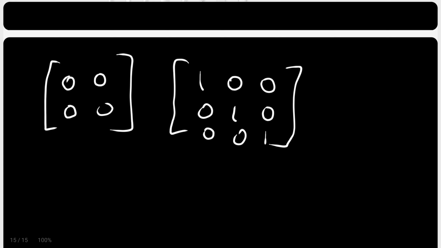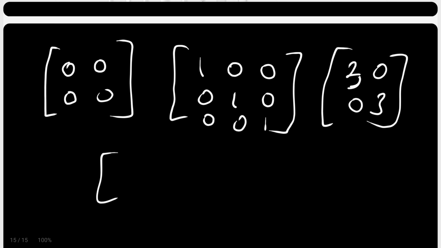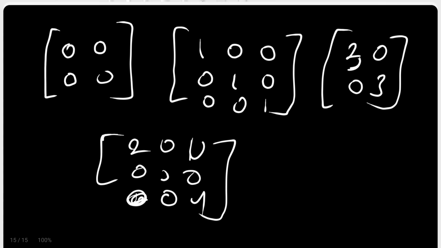The second is, let's say, 3 0 0 3. And another question: 2 0 0, 0 3 0, 0 0 4. Okay, it is given like that.